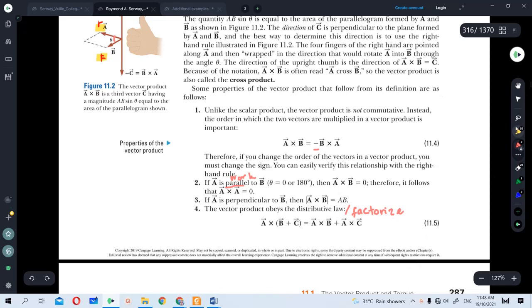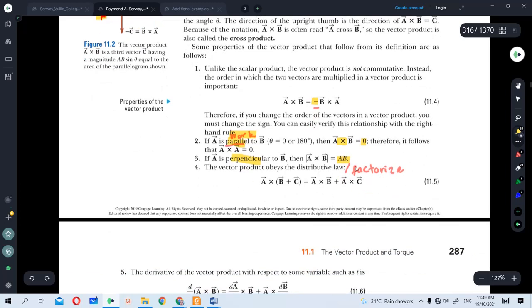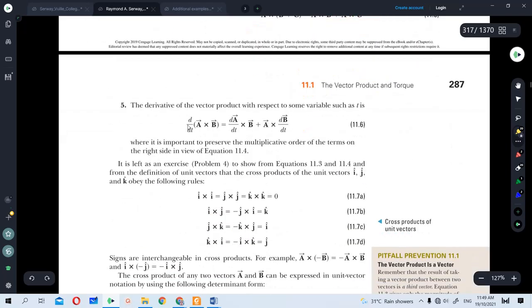Something to take note of: when you cross product A and B, it's actually negative of B times A. We will prove this later. When you have vectors which are parallel to one another, the result becomes 0. Remember in the work process, the force and the displacement should be parallel or anti-parallel. If we make them cross with one another, you end up with 0. If they are perpendicular, then straight away it's the product, as in torque, which in this case is AB. You can also factorize it, obeying the distributive law. And finally, this is how the derivation with respect to some variables will look.